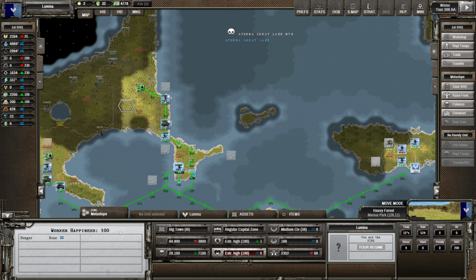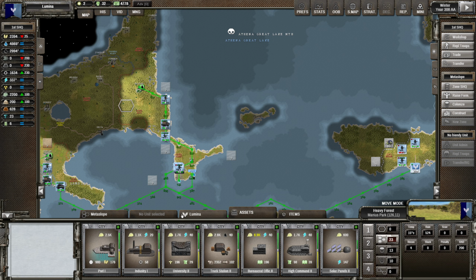Okay, this one's for workers. This is just your worker happiness. It's basically the same tab, but just for your government paid workers. The guys who work in your assets that you've built.